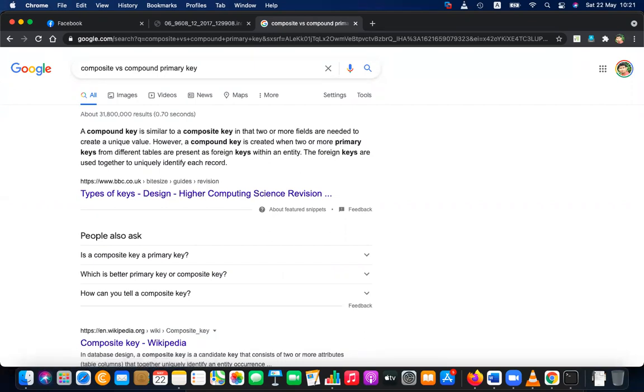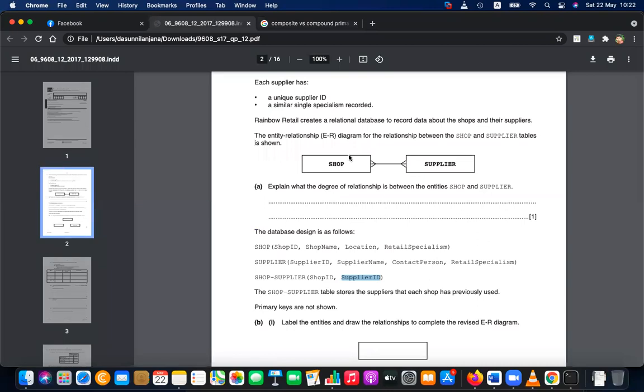Right here, you can see this is a compound primary key. Why compound? A compound primary key is created when two or more primary keys from different tables are present as foreign keys within an entity. Compound means you take primary keys of other tables. Here, you take the primary key of this table and the primary key of this table. Together, you create a primary key. Then that is called a compound primary key.